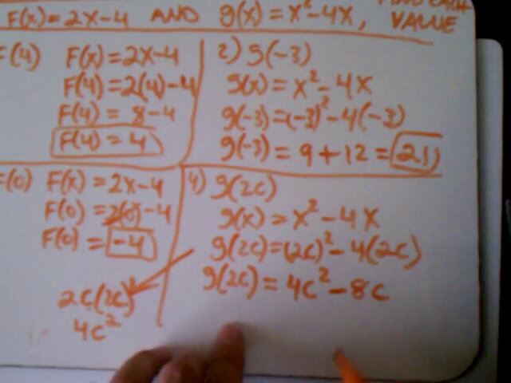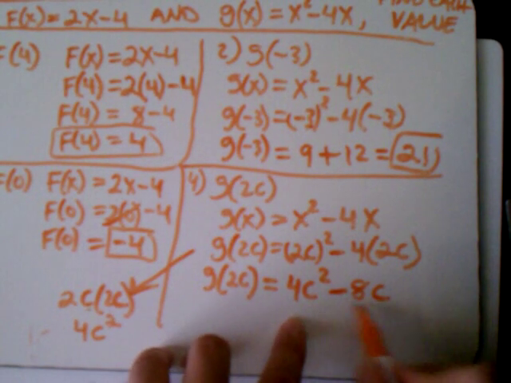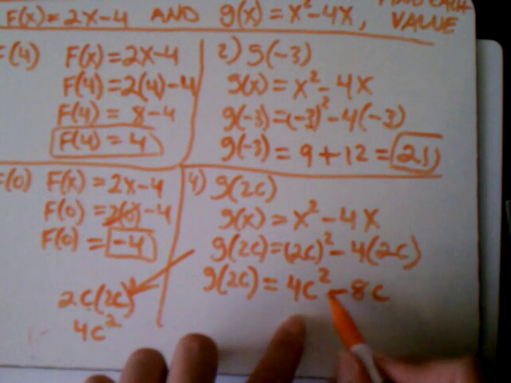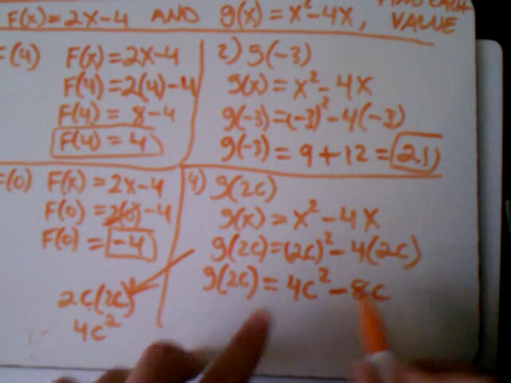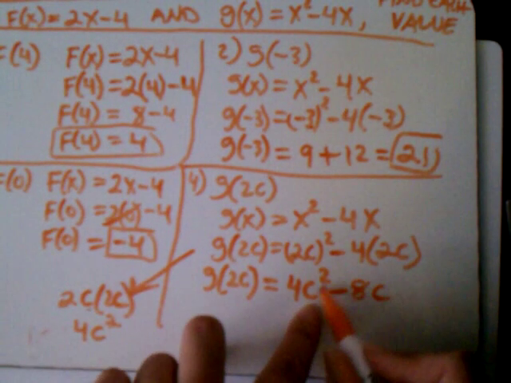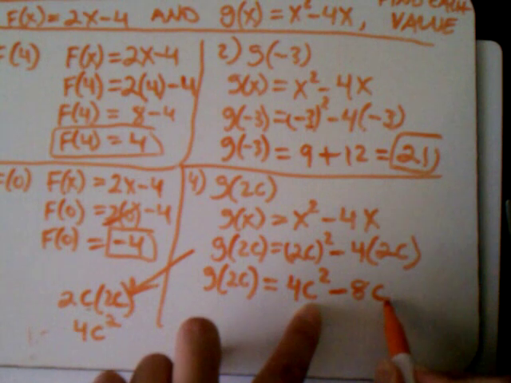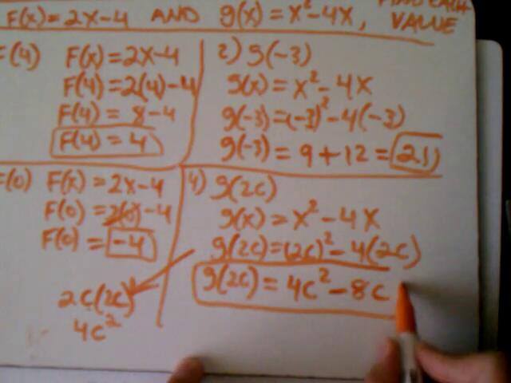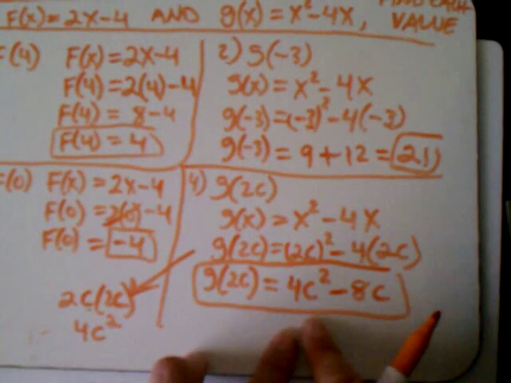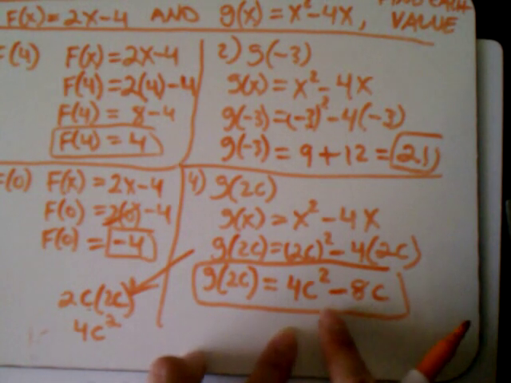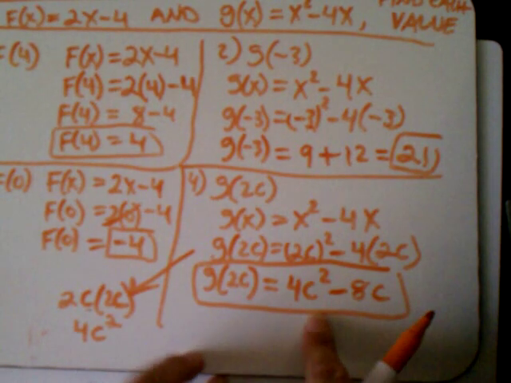Now, are we done? Yes, because these are different terms, they're not like terms, so we cannot add. 4c squared minus 8c, well, that's the only thing we can do. We cannot combine these two because this c has a square and this c doesn't. Okay? So this will be our final answer. When you know you have your final answer is when you cannot do anything else anymore. Okay? And that's it for this one.